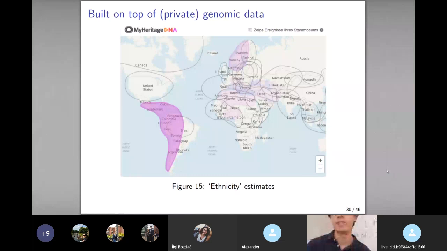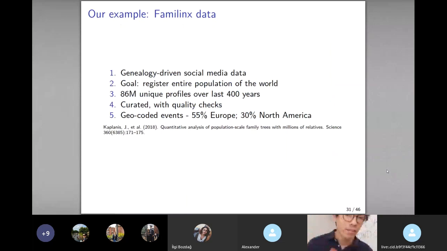And this DNA data is not publicly available because of privacy and security reasons. But an anonymized version of the genealogies is, which is what you have in the assignment. So this family links data, their initial goal was to register the entire population of the world. So they wanted to create this family tree that includes every person who has ever lived.